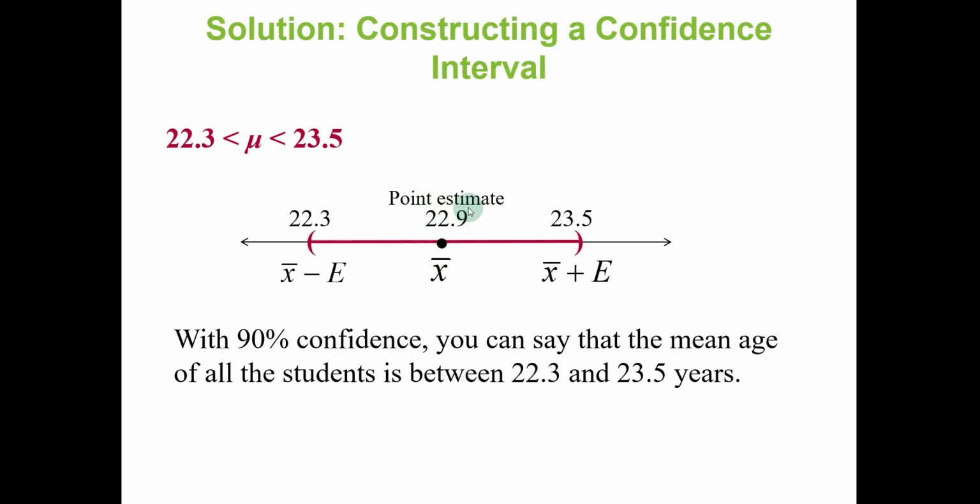You compute the point estimate. Generally, it's given. You compute the margin of error, and then you use it to construct the interval. And generally, it's very important to stick to how the conclusion is formulated. We can say in this case that with 90% confidence, you can say that the mean age of all students is between that.